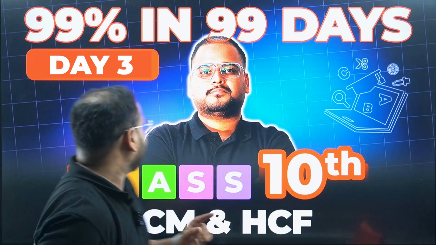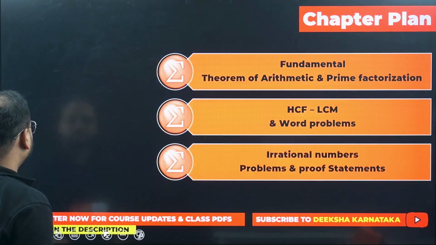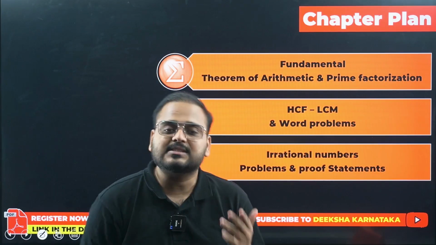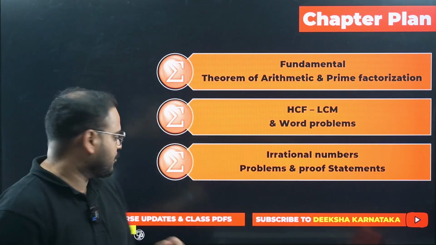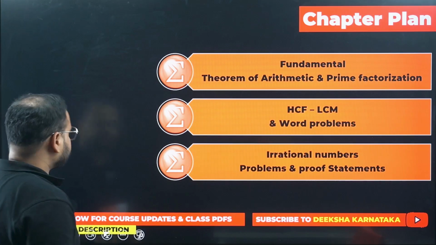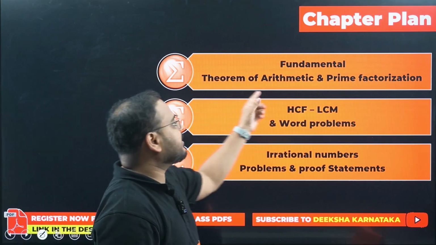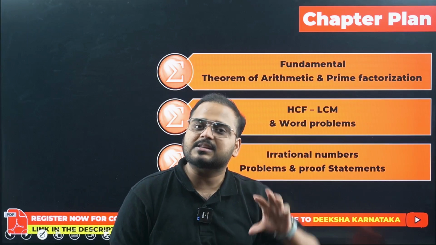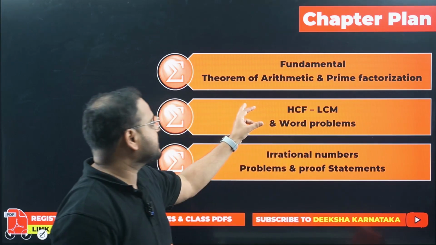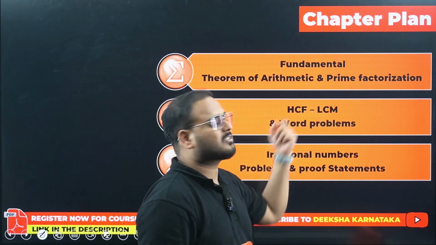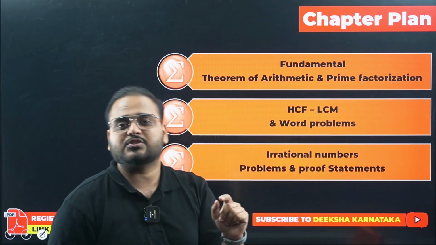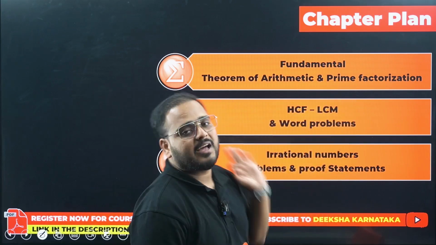Let's start the chapter from the first basic concept. Before moving to the concept part, let's see the chapter plan. What is there in the chapter, sir? If you recall, the first thing is the fundamental theorem of arithmetic and prime factorization. Sir, is this a unit? It's not a unit, it's like a prerequisite. You have to know this to move ahead and solve the questions in HCF and LCM. Prime factorization is very, very important, because it will solve numerous questions in HCF and LCM.